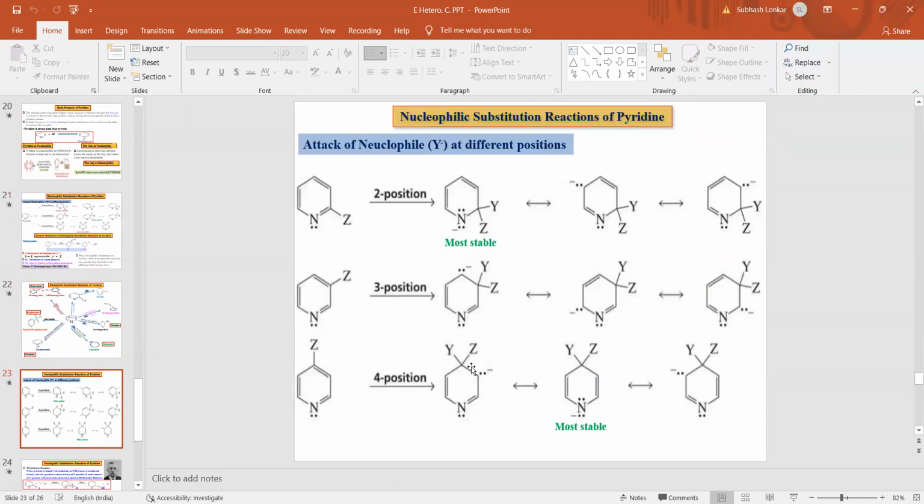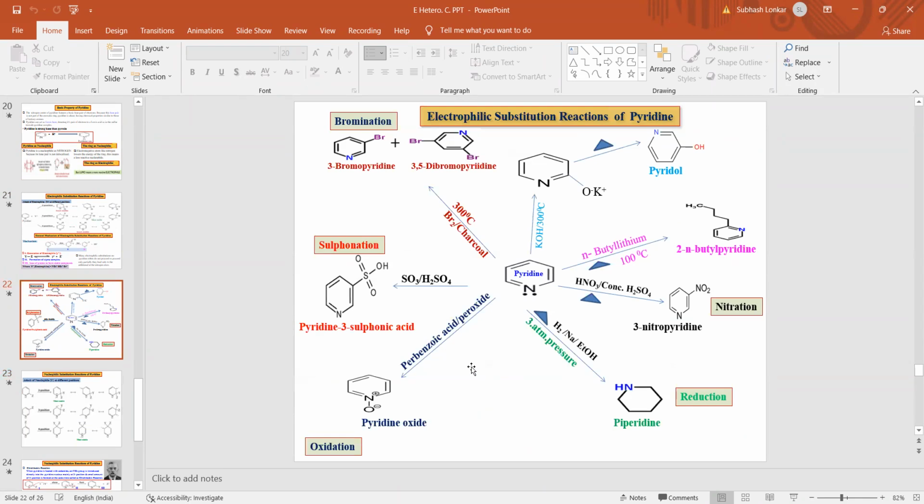Okay, these are the electrophilic substitution reactions, the same type of reactions as in pyrrole. Nitration gives 3-nitropyridine, sulfonation gives pyridine-3-sulfonic acid. Then there is a unique reaction, bromination. In the presence of charcoal, you can get 3-bromopyridine and 3,5-dibromopyridine.